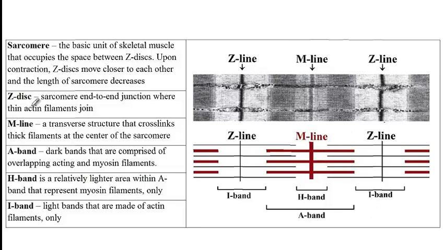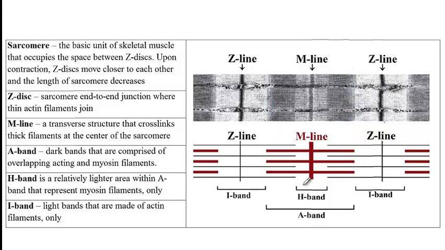So basically the Z line is the sarcomere end-to-end junction where the thin actin filaments join. So here the thin lines, these are actin filaments, and the Z line is the ending of a sarcomere where the actin filaments join. Then we have the M line, which is made of thick myosin fibers that join at the center of the sarcomere. The whole length of myosin will generate a dark color, and this whole length is referred to as the A band.